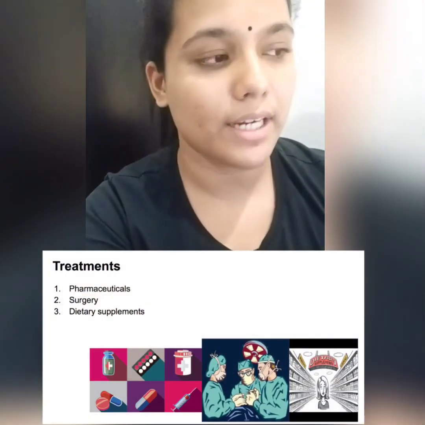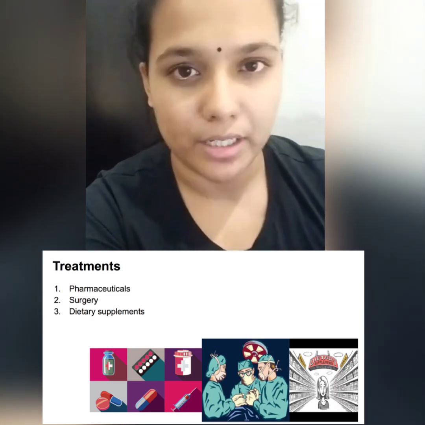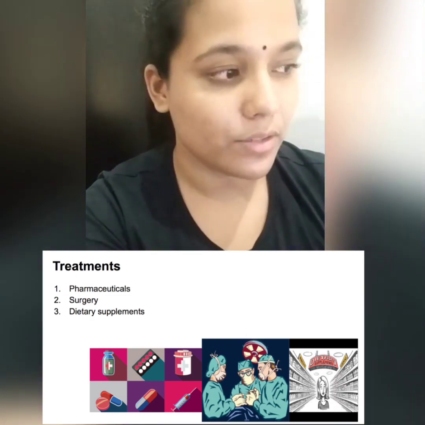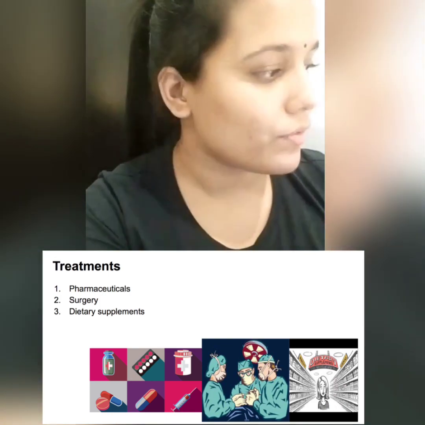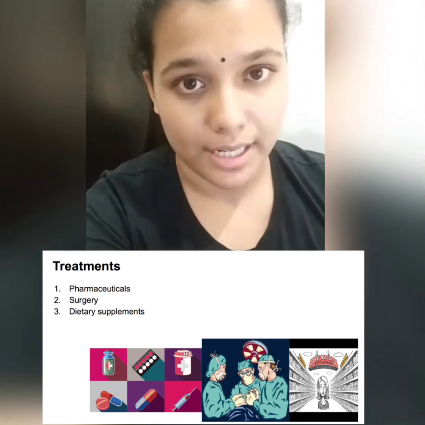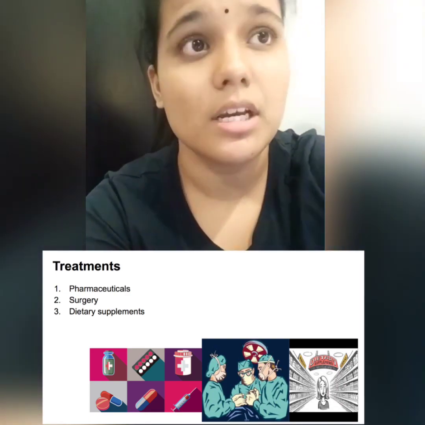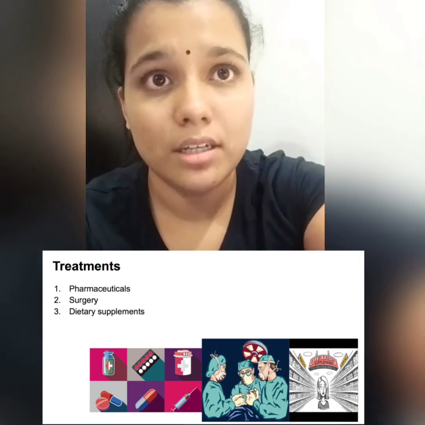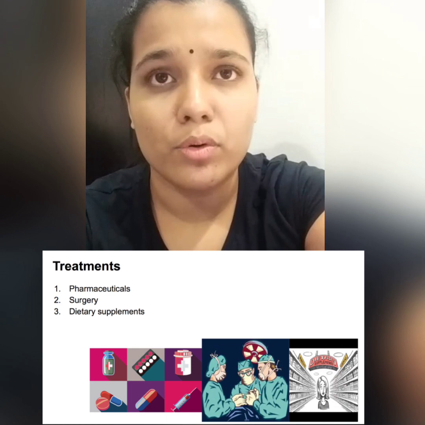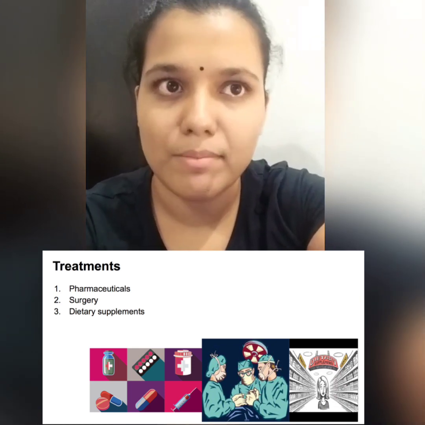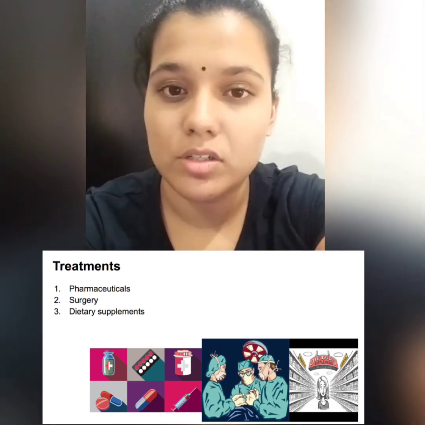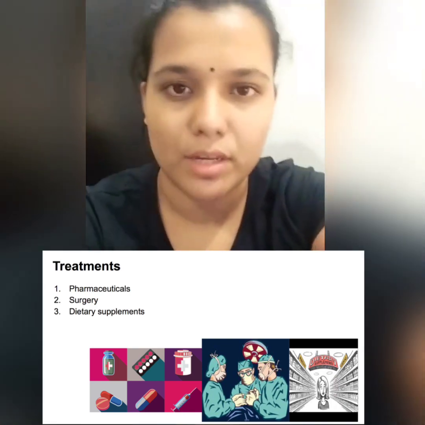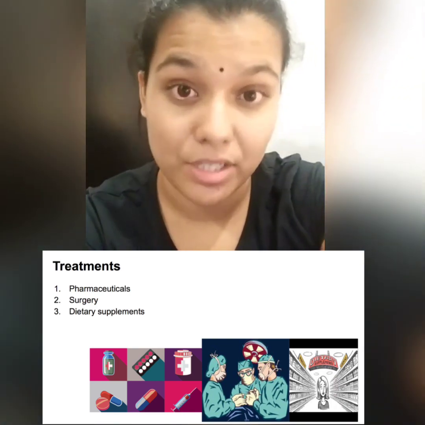So the last part is treatment. We have divided the treatment into 3. Obesity can be treated, there's no need to worry. It can be treated by 3 types: pharmaceuticals, surgery, and dietary supplements. For pharmaceuticals, there are a lot of medications, for example lorcaserin, Orlistat, rimonabant, metformin, and others. For surgery, most of the weight loss surgery that doctors do is laparoscopic surgery. It is very famous, and they usually do it for obesity patients.